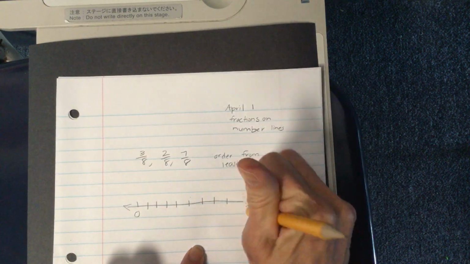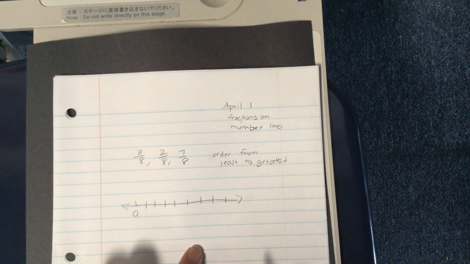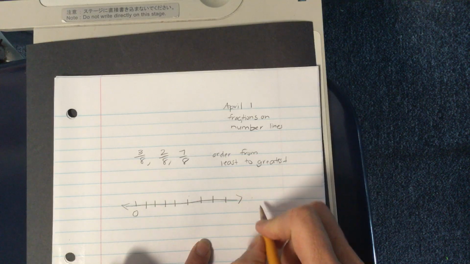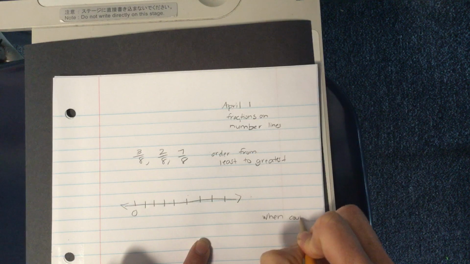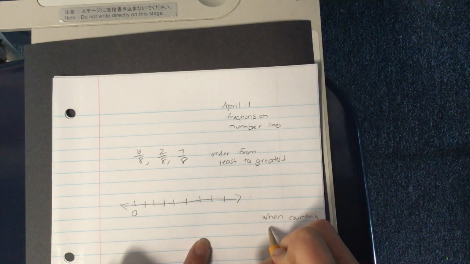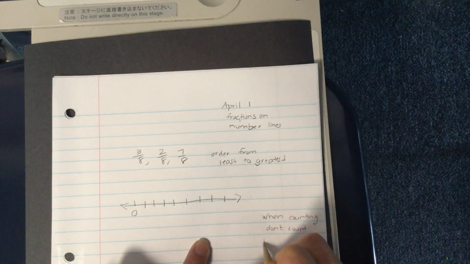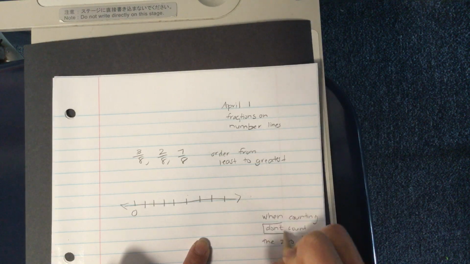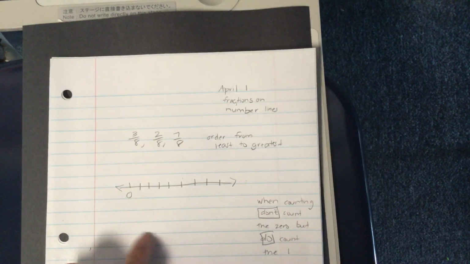I made my number line a little too long, so I'm going to shorten it just a little. And you need to keep in mind that when counting, don't count the 0, but do count the 1, or any other whole number.